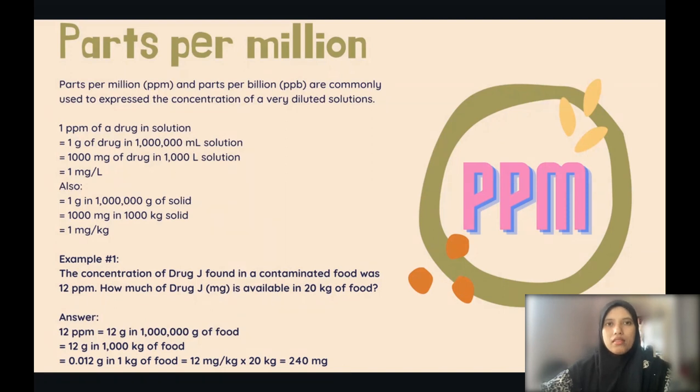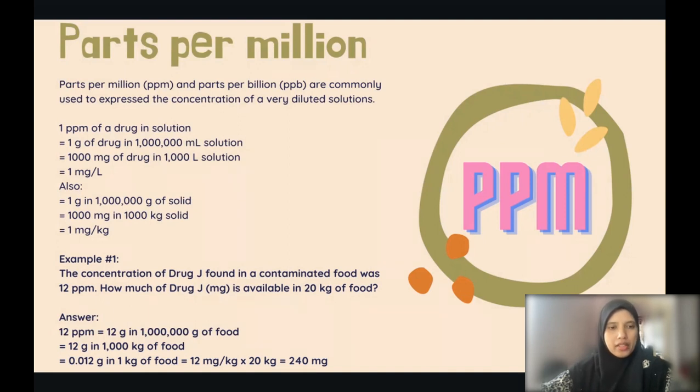Using a million, which has 6 zeros, that is a lot of zeros. If you tend to get confused with these zeros, I would recommend you use 1 milligram per liter instead. You can directly convert 1 ppm to 1 milligram per liter. That will be much easier for you to calculate. If it's in solid, it will be 1 gram in 1 million gram of solid, which corresponds to 1 milligram per kilogram.